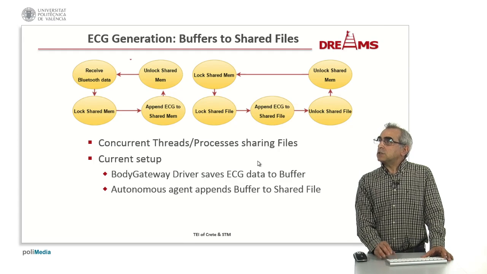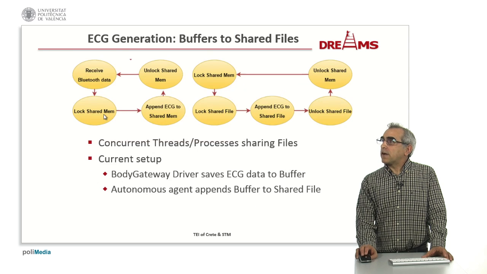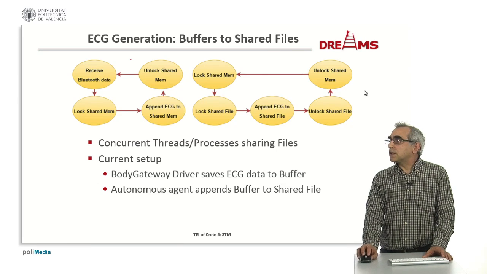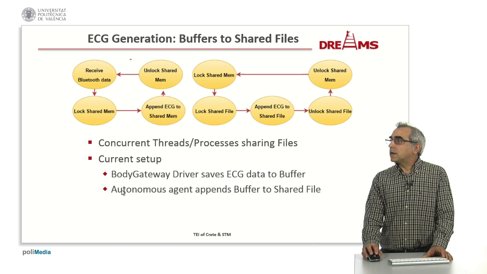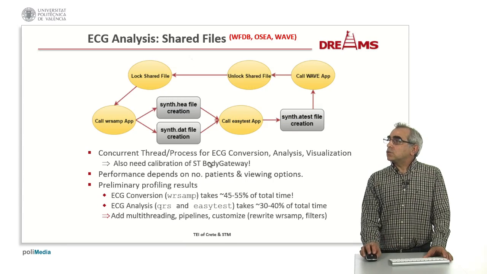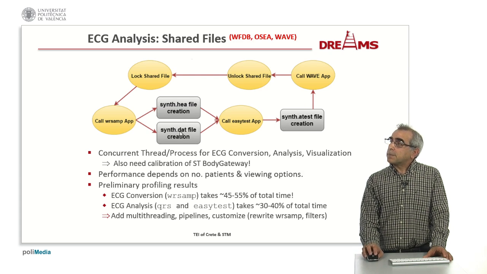The ECG generation uses file locking, and this file locking is based on two parts. One part is locking within the body gateway driver, and the other is on a shared file, because this shared file will be accessed by the ECG analysis process on the other side. So in this case, we save the data into the buffer, and an autonomous agent appends the buffer to a shared file. Then this shared file can be used by concurrent processes that are doing the conversion, analysis and visualization. So these are used in pipeline fashion per data per patient.